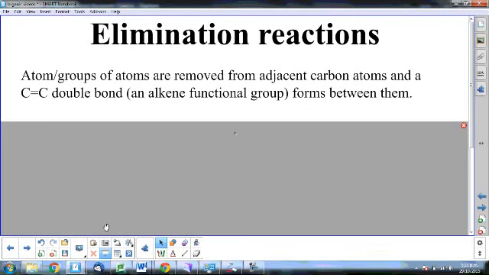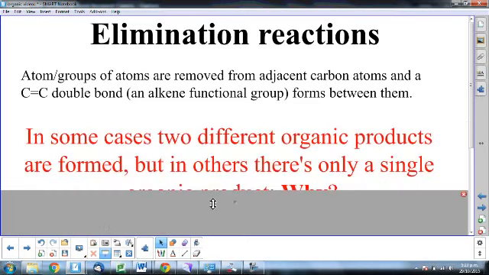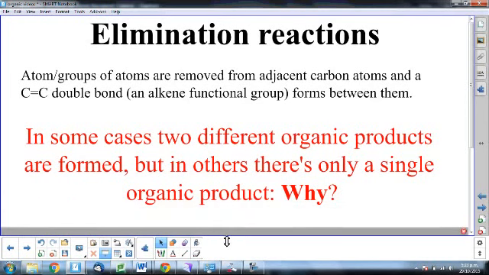The topic of this video is elimination reactions. More specifically, exactly why is it during some elimination reactions you can get two products, whereas in other ones there's only a single organic product. An elimination reaction will involve atoms being removed from two adjacent carbon atoms and a double bond forms between them, so an alkene functional group forms.